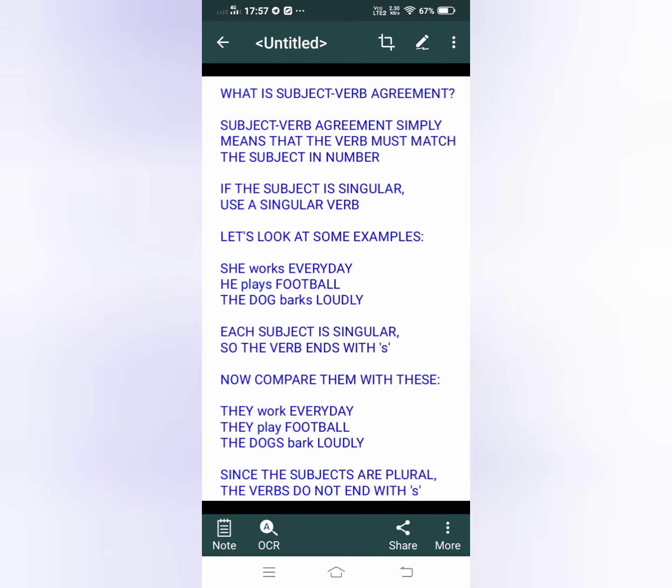She works every day. She plays football. The dog barks loudly. Each subject is singular, so the verb ends with s. Now compare them with this. They work every day. They play football. The dogs bark loudly. Since the subjects are plural, the verbs do not end with s.